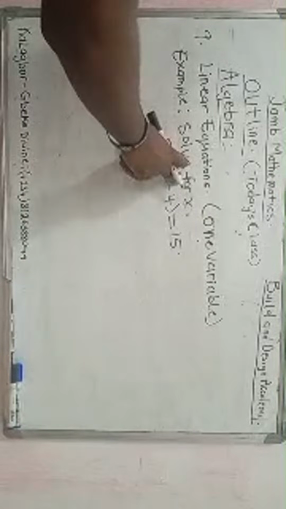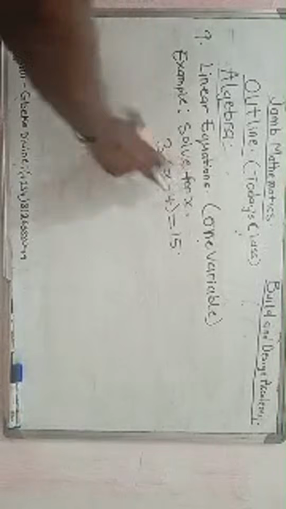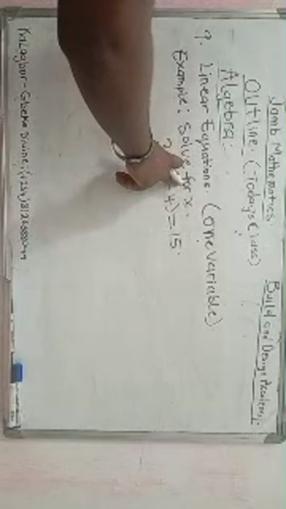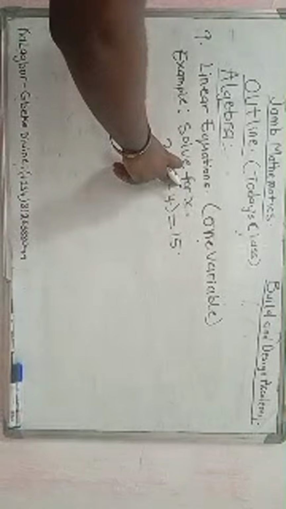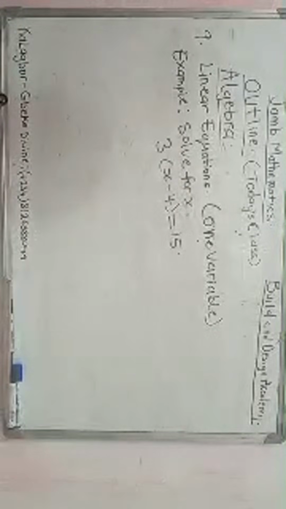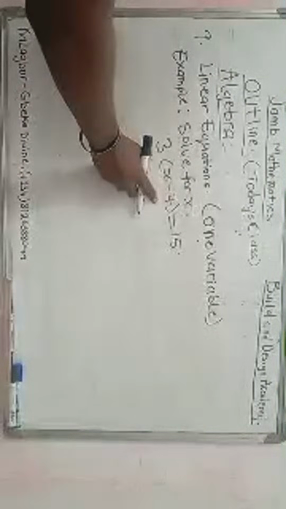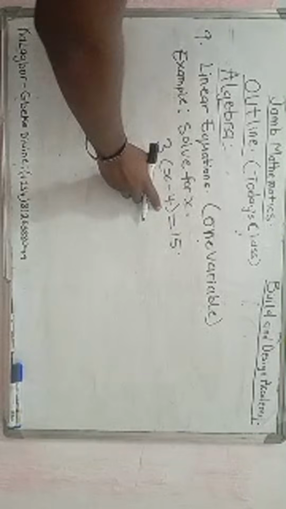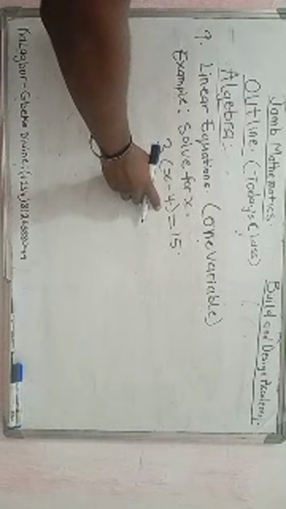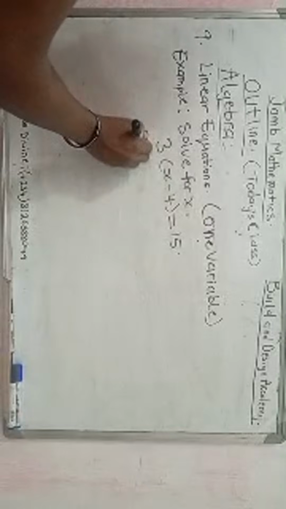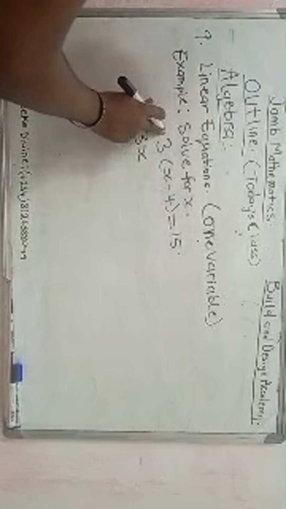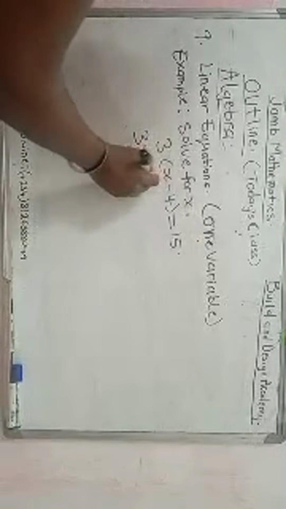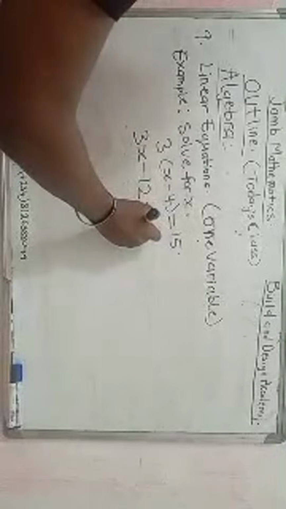For a linear equation, the variable must have the power of 1. So now x is raised to the power of 1. If it's greater than 1, it's not a linear equation. If it's 2, it's called a quadratic equation. The first step is to expand this bracket. 3 times x gives us 3x, 3 times minus 4, plus times minus equals minus, 3 times 4 equals 12, equals 15.